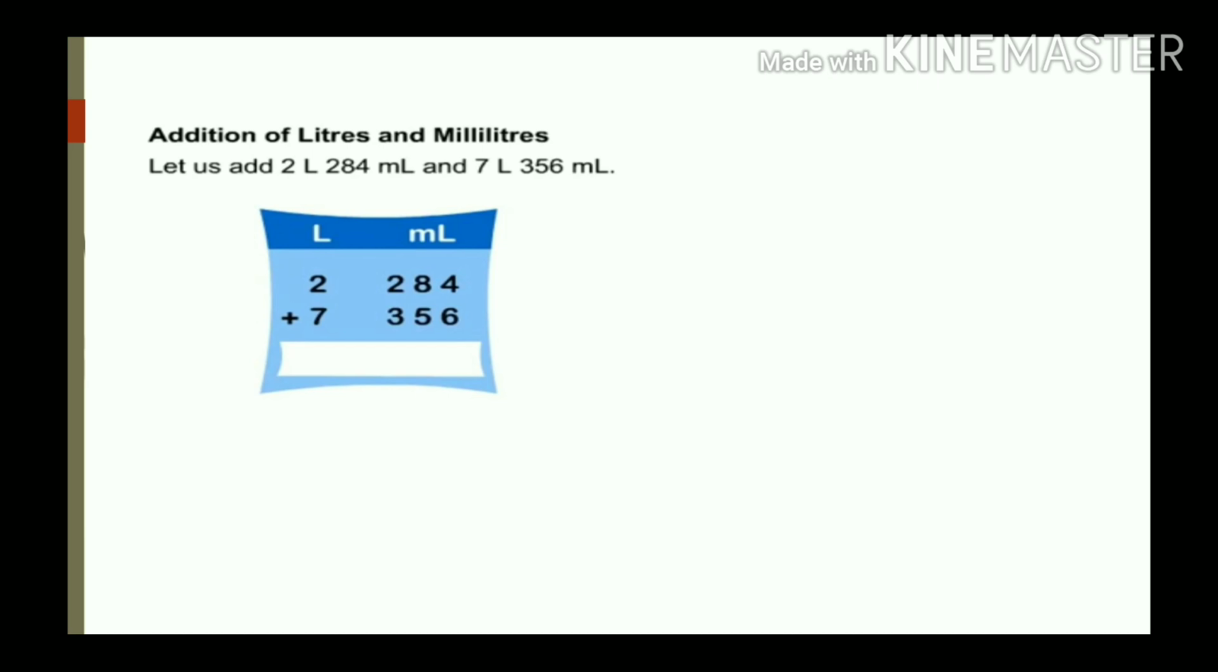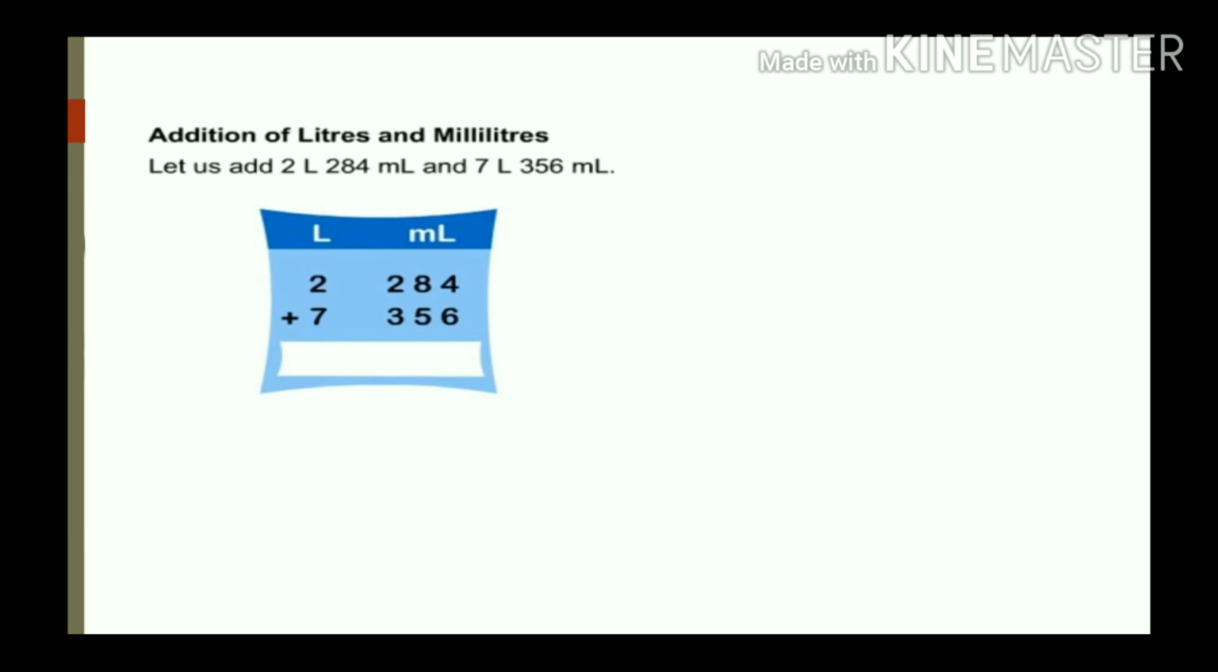So first we'll do the addition of liters and milliliters. Let us add 2 liter 284 milliliter and 7 liter 356 milliliter. Student, first you have to arrange them into two columns, liters and milliliters, and after that write the milliliter part under milliliter column and liters part in liter column.